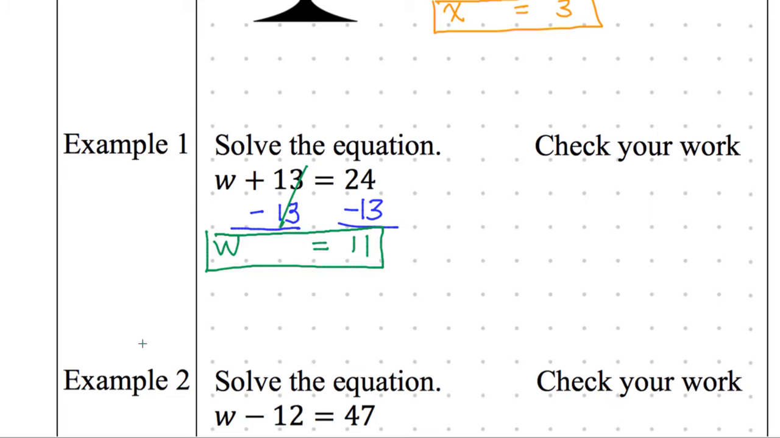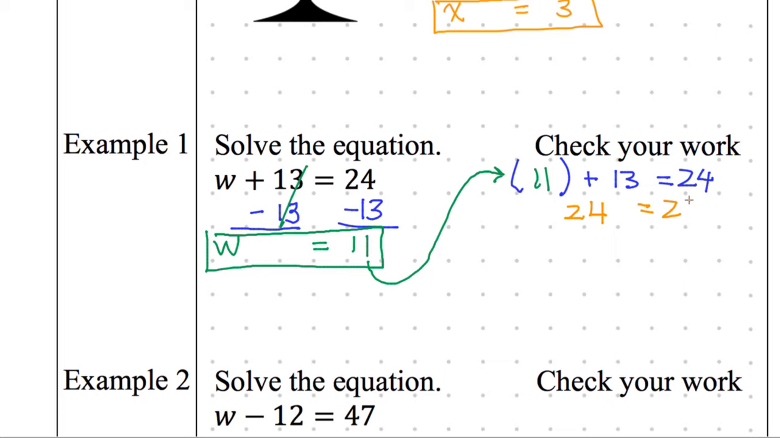And there is a way to check the work. You can plug this W equal to 11, substituting that 11 in for W in the original equation. So we're going to check our work right now. In place of that W, we're going to do open parentheses because we're going to be substituting in 11, plus 13 is equal to 24. So this 11 is going to come in here. And we're going to check that this is a true statement. 11 plus 13 is 24. Cool. So 24 is equal to 24. Our work is indeed correct. We can give ourselves a giant check mark.